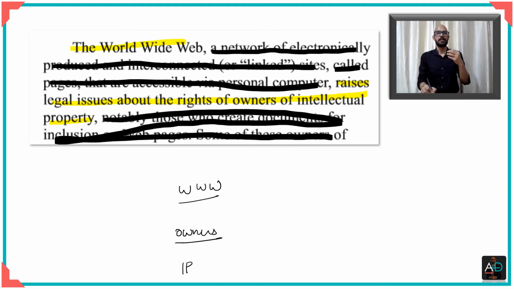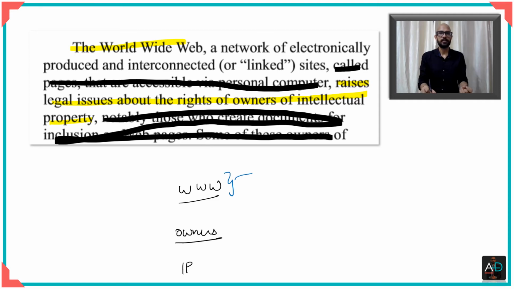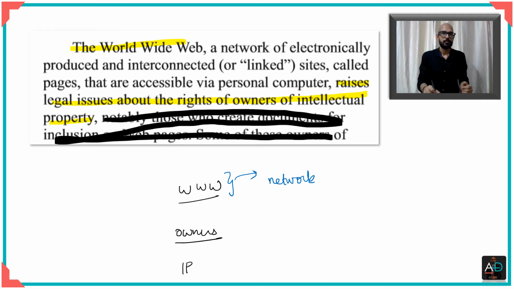Now we start removing this black highlight for each one of these parts one by one. So what you see here is that this is qualifying the World Wide Web. It tells you that the World Wide Web is a network of electronically produced and interconnected sites. So you're saying that the World Wide Web is basically a network of linked or interconnected sites. Now what you realize when you remove the next one is that these things are called pages. So the World Wide Web is a network of pages, okay, and these are accessible via the personal computer.